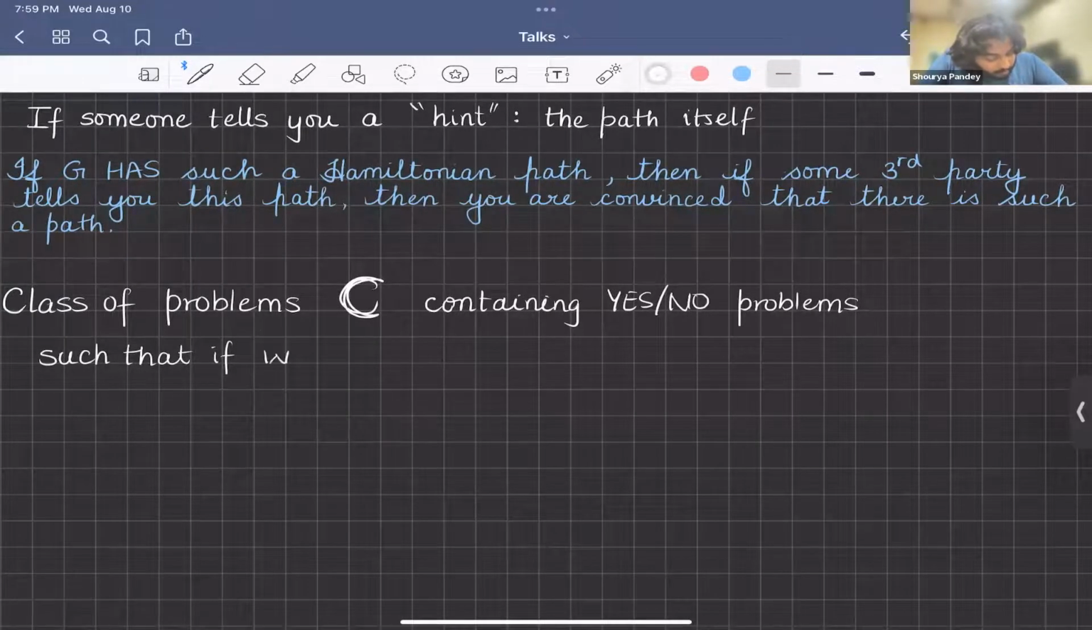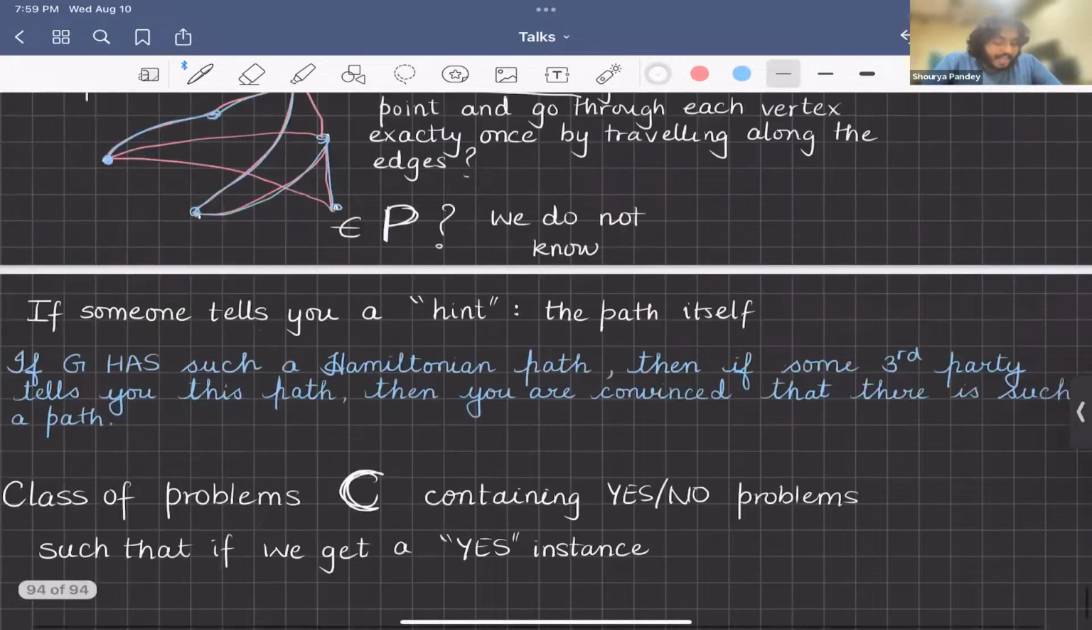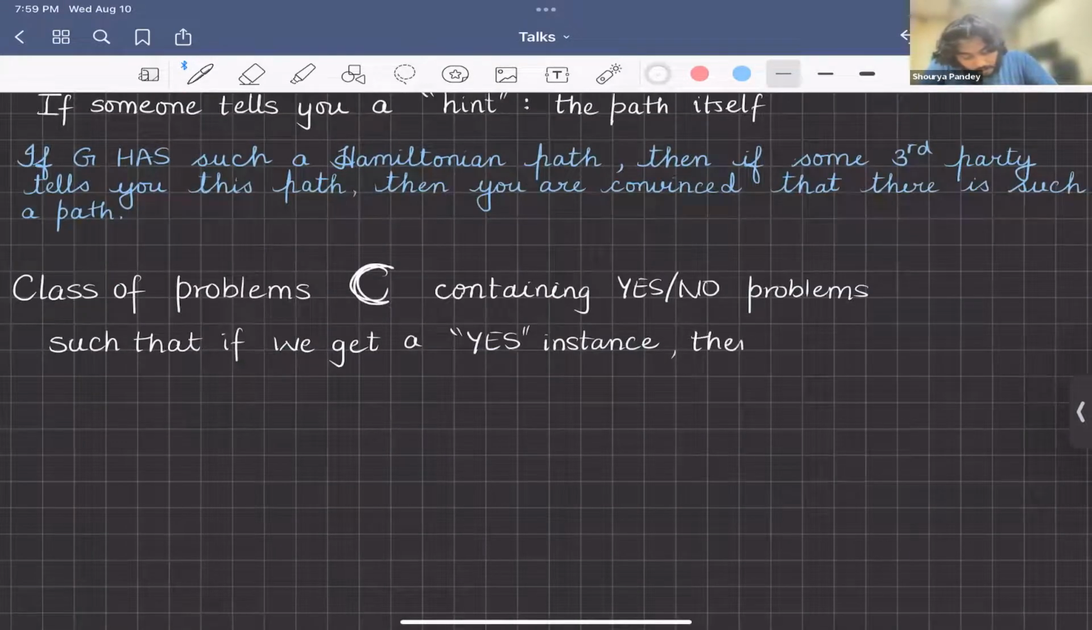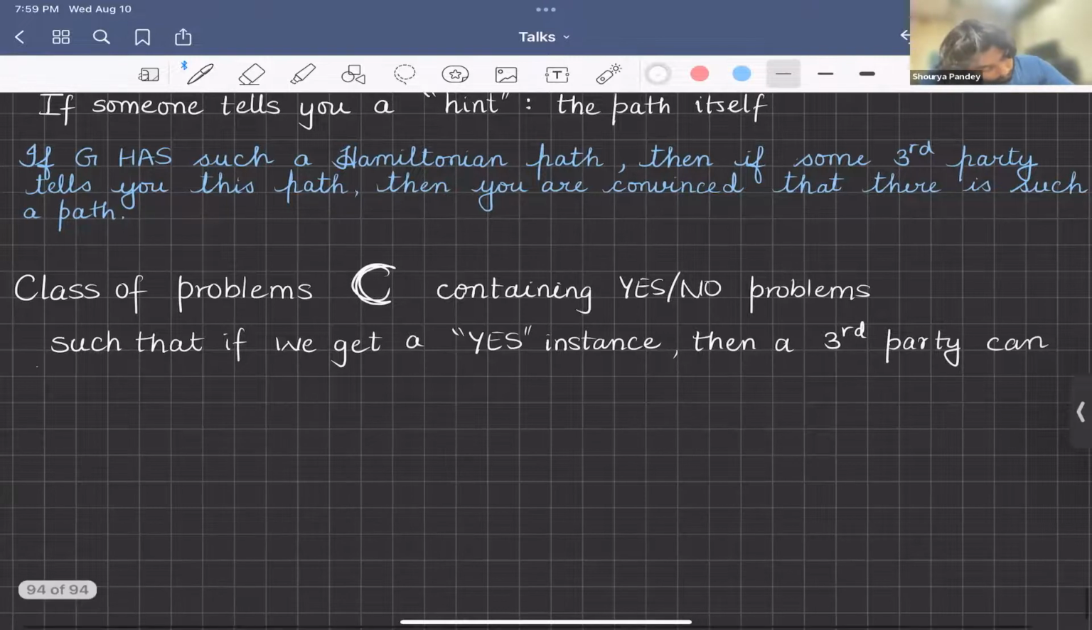Such that if we get a yes instance, again, keep in mind this previous example: if I get a graph that has such a path, then a third party can easily convince me of the answer.